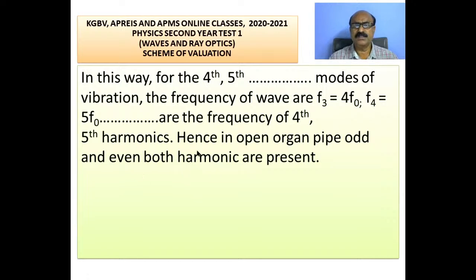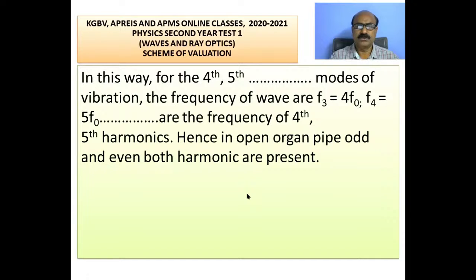In this case, hence, in an open organ pipe, odd and even both harmonics are present. This is the relation. So you will be getting the ratio of the frequencies, fundamental frequency to the next harmonics, equal to 1:2:3:4. So in an open pipe, all odd and even harmonics are available.